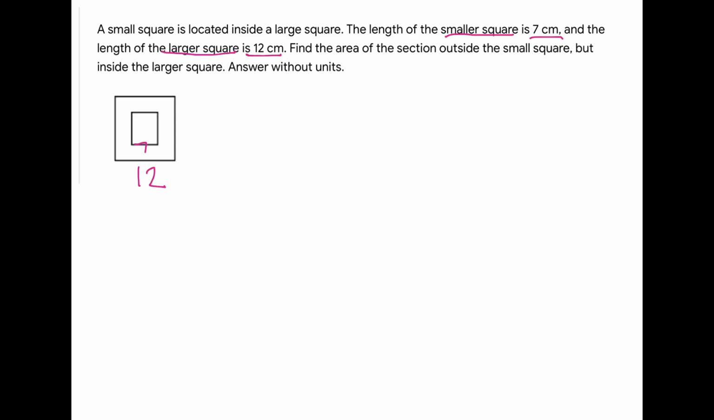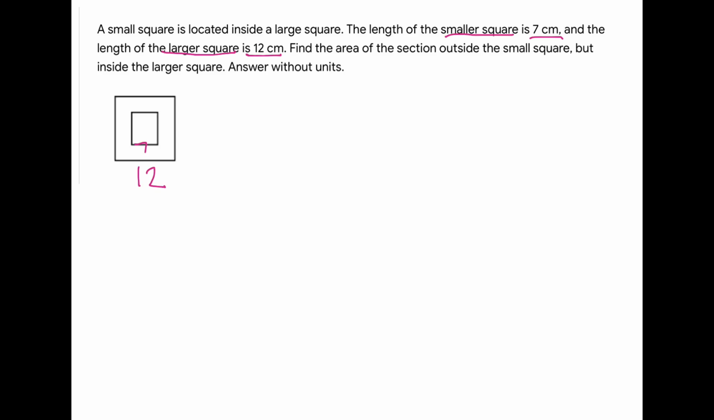Find the area of the section outside the small square, but inside the larger square. Answer without units. Okay.